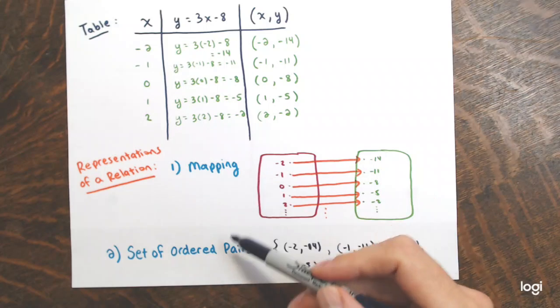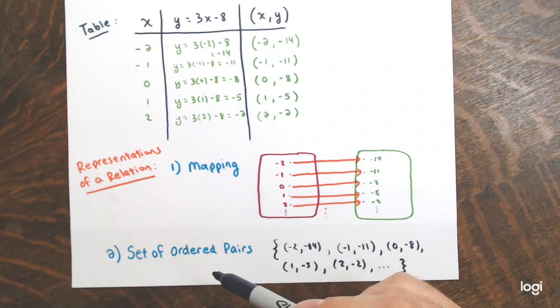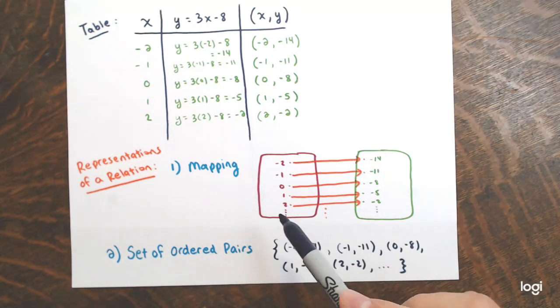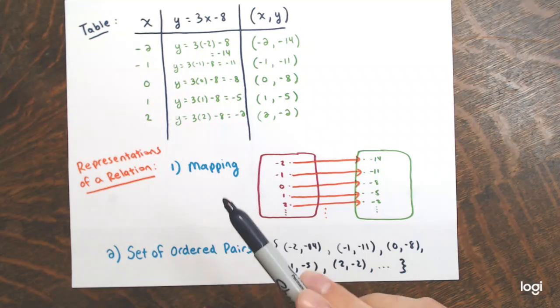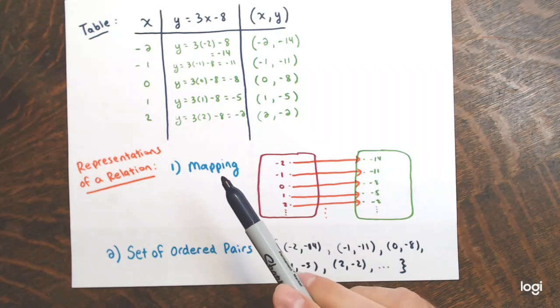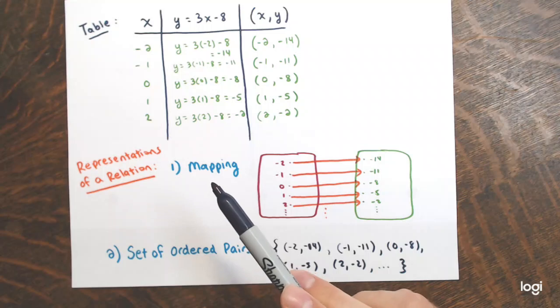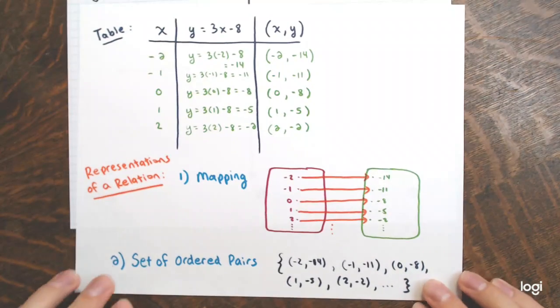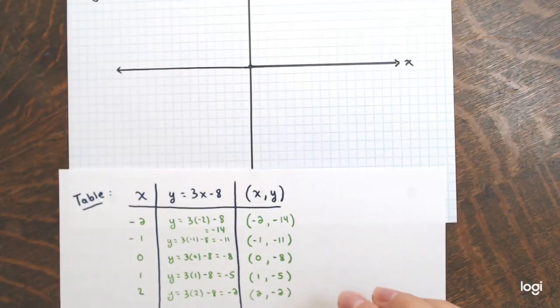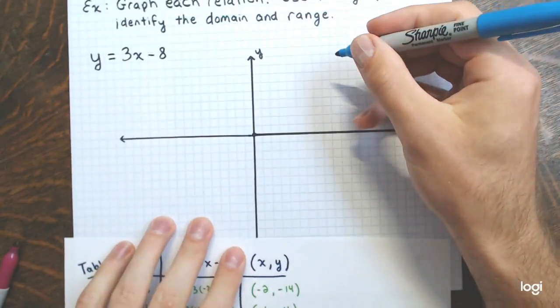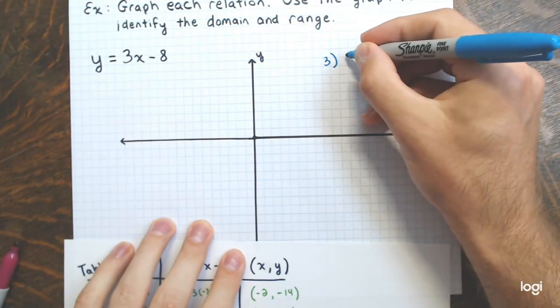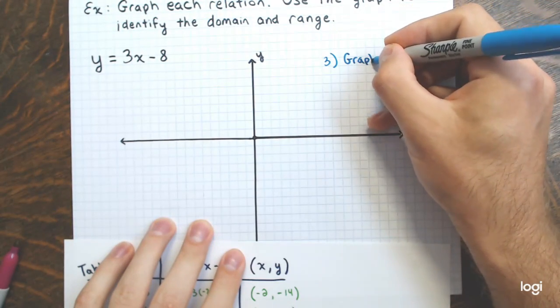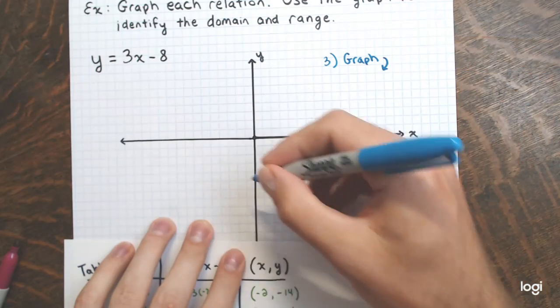All right, so these are all well and good. You've seen these before, hopefully, or if not, you're seeing them now. But again, I'd reserve these for when there are finitely many ordered pairs. All right, then the third representation, which we're going to see down here in a second, is a graph.